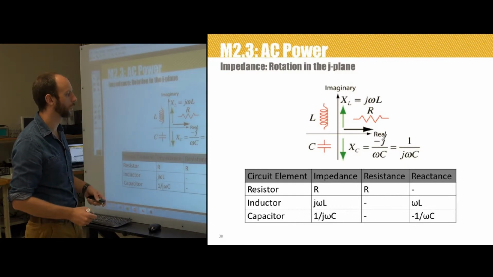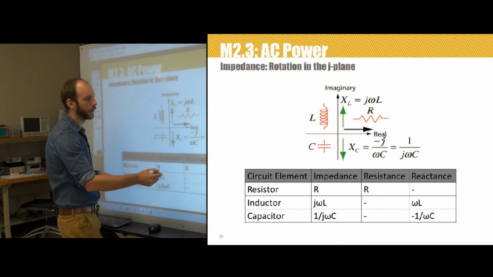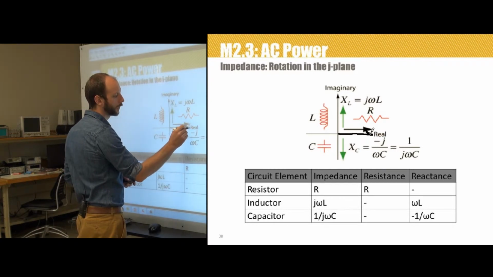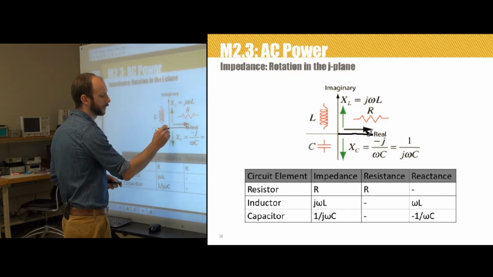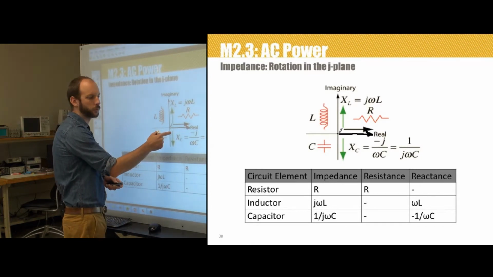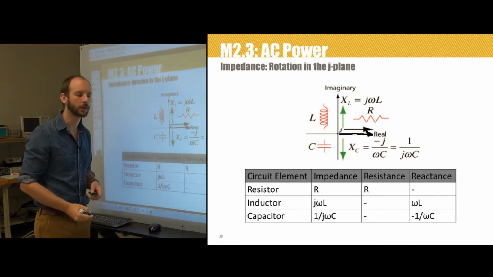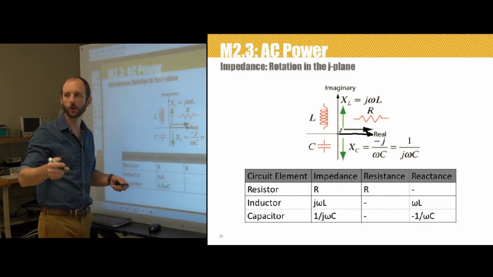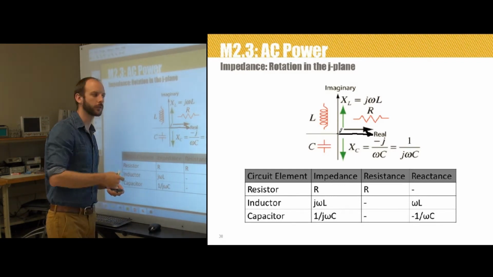So here we show that if we look at the complex plane, we have resistors. They fall purely on the real axis. How big of a resistor? Well, that's the magnitude of the vector pointing in the positive real axis. There is nothing that points in the negative real axis. No component has negative resistance, right?